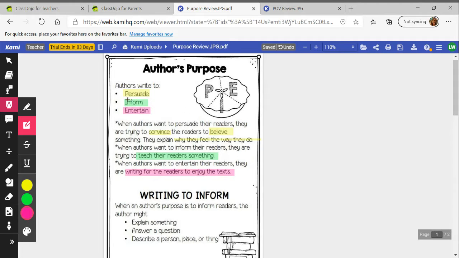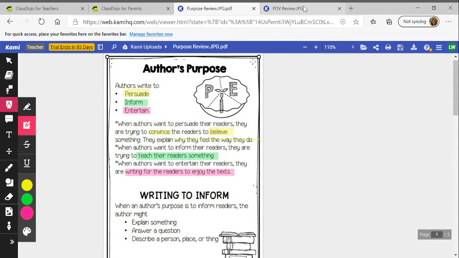So remember, persuade is to convince or believe. A lot of times that's like an ad or a commercial. Inform is teaching you something informational. And entertain is to enjoy.